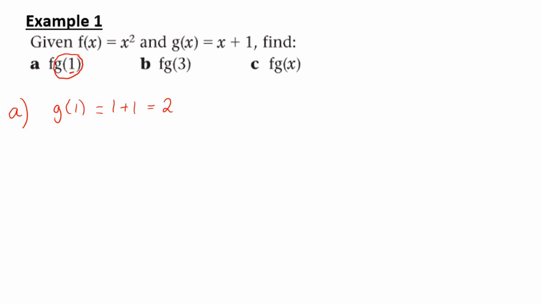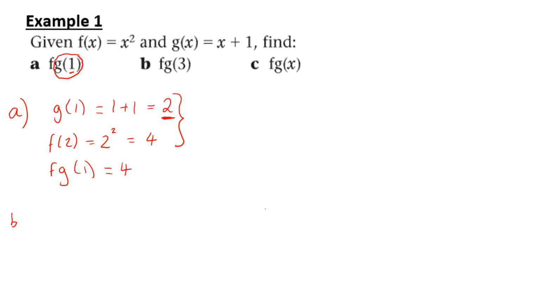Now I've got to perform function f. So whatever result I just had, I'm going to put into function f. I'm now going to do f of 2. So f of 2 would be 2 squared, which is 4. So my final answer is 4. fg of 1 is equal to 4. You haven't got to write it in two separate lines as I've done there. I've just done that to hopefully help you to understand what's going on.